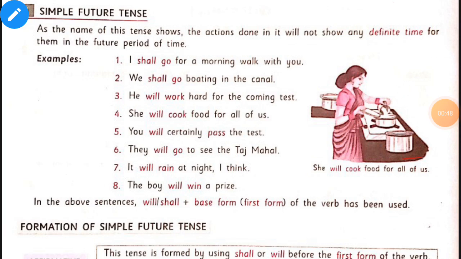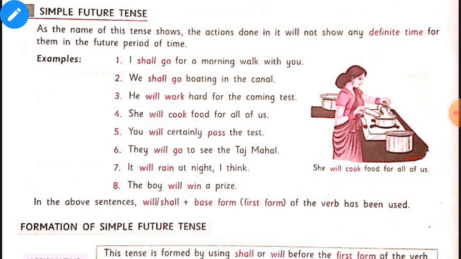Children, simple future tense, as the name of this tense shows, the actions done in it will not show any definite time for them in the future period of time. For example, I shall go. In future indefinite, we use shall and will. We use shall and will.